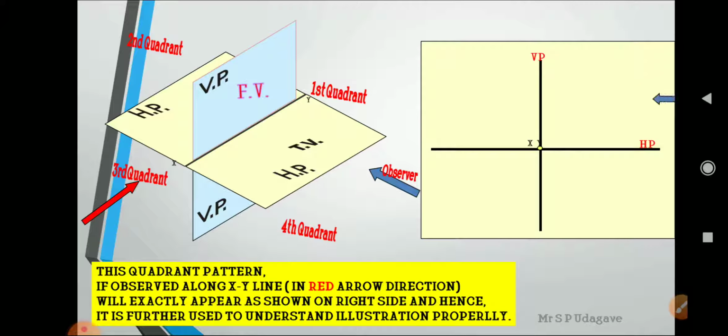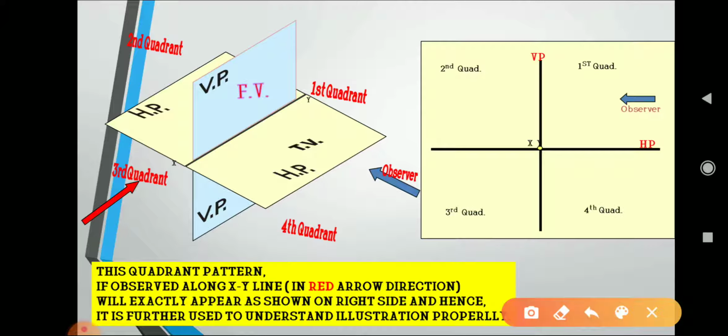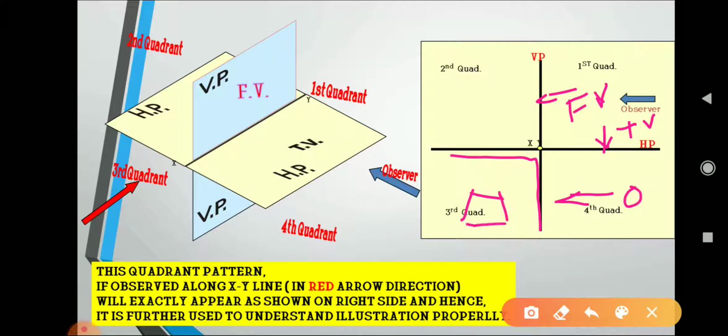The planes represent the vertical plane and horizontal plane, and the arrow shows the observer. In the first quadrant, on the VP, the vertical plane, we draw the front view of the object. The top view we draw on the horizontal plane. But in the third quadrant, the observer is here, and at that time the object is present here.